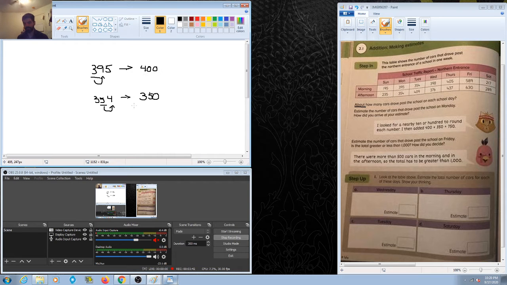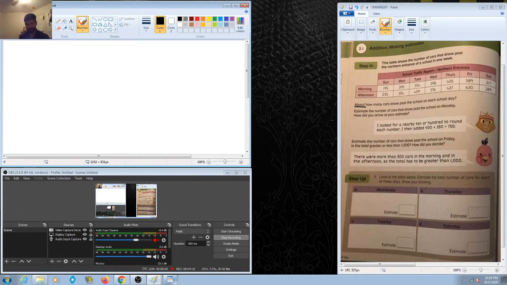He then added 400 to 350. Okay? Alright. Now let's look at, I think that's a turkey, but I'm not positively sure. It says, estimate the number of cars that drove past the school on Friday. Is the total greater or less than 1,000? How did you decide? The turkey says that there were more than 500 cars in the morning and in the afternoon, so the total has to be greater than 1,000.